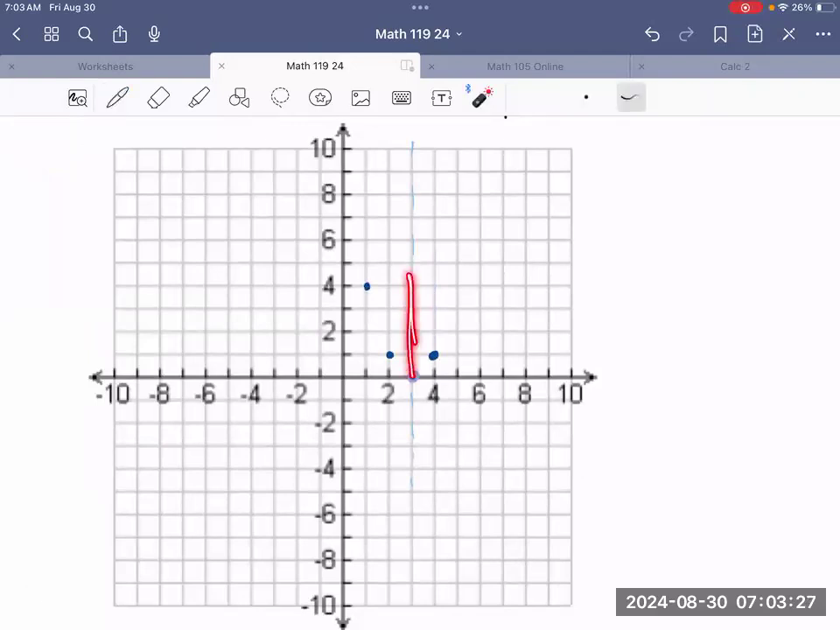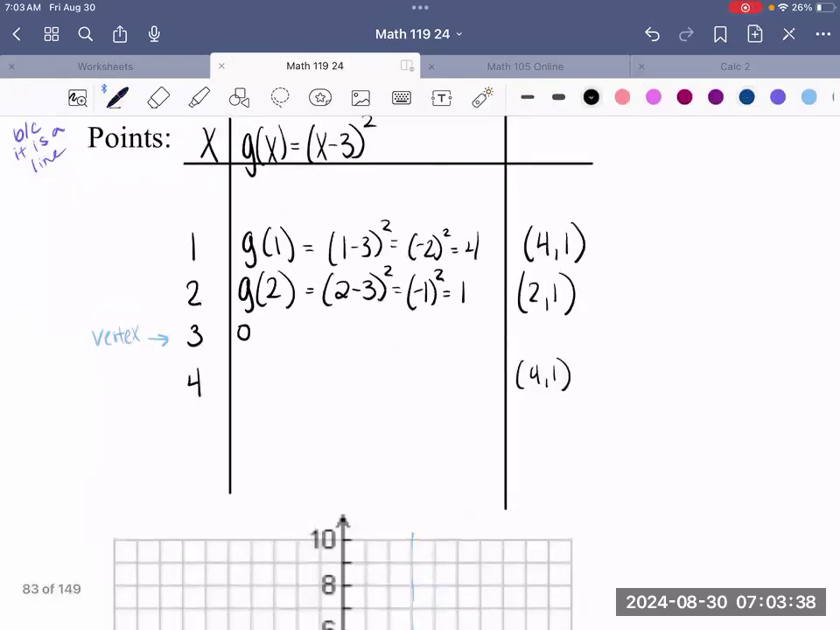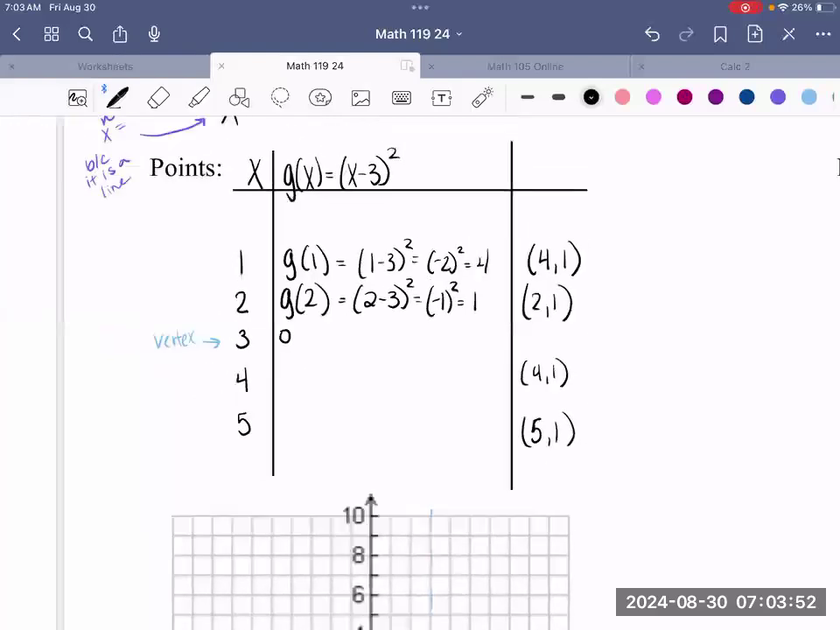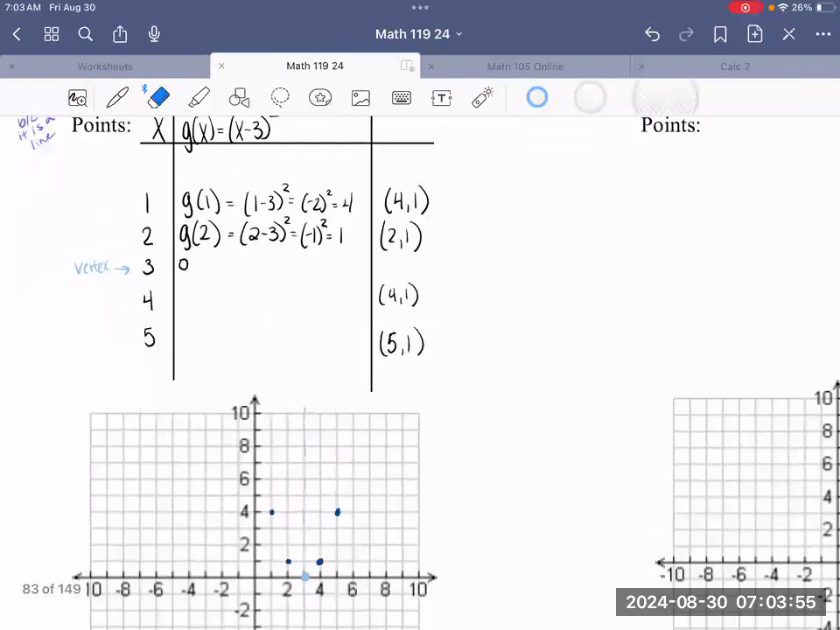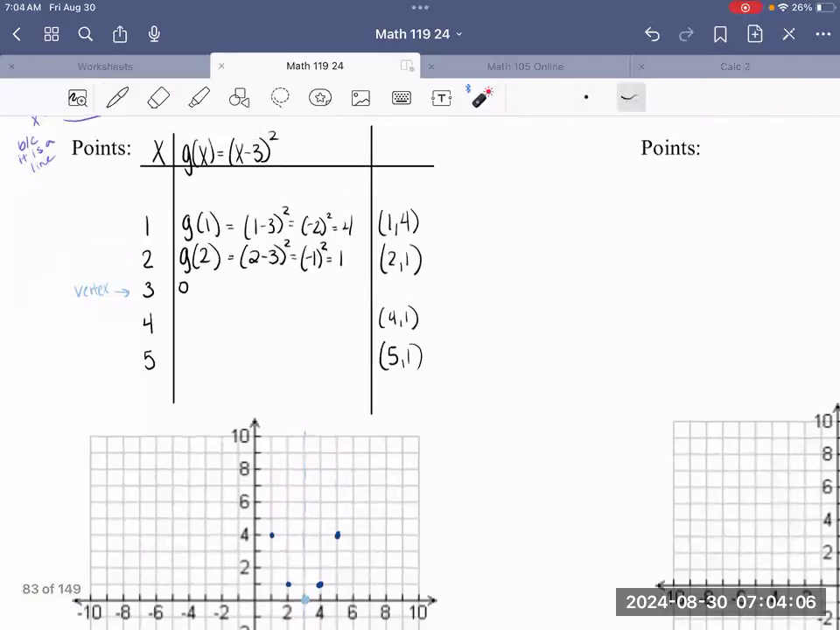Taking your symmetry line, we went 2 over to the left, then we can go 2 over to the right, and that allows us to bypass having to put g of 5 into your equation. So we have (5, 1). Not, I switched these, didn't I? (1, 4). You put in a 1, you get out a 4. You put in a 5, you get out a 1. There we go. And that should be all 5 points.